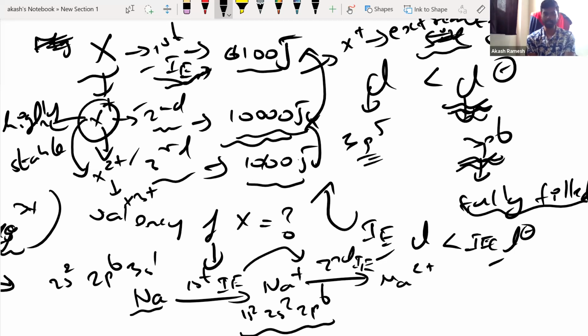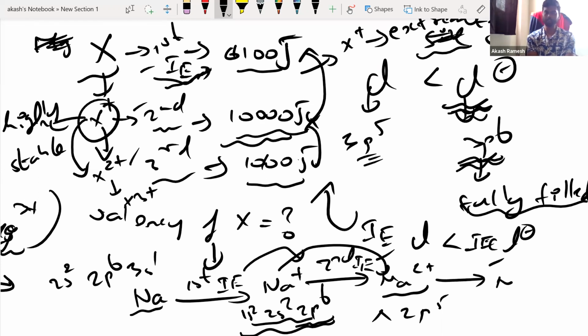Because here it is unstable, I can easily remove an electron and get this configuration. But removing an electron from this to go to Na2 plus will be very, very difficult, in the sense that you have to supply a huge amount of energy for it to become 2p5. Almost, I would say, it's impossible, because this is a fully filled configuration. So that's exactly what is happening here.